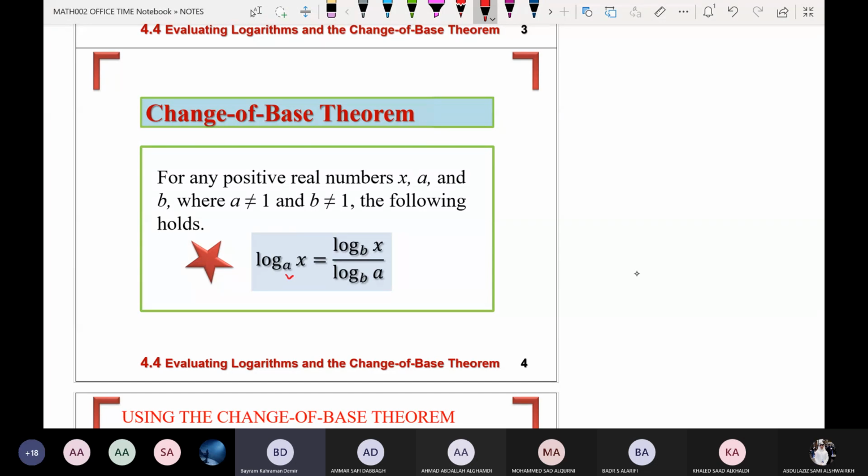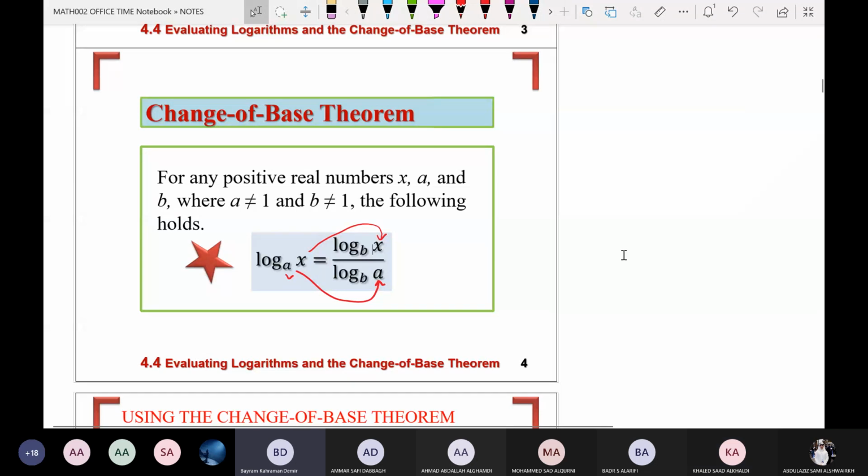So if you would like to use any base b, then you need to divide the logarithm of x with new base b by the logarithm of a with base b. So you see the x is up here and a is here. With new base b, logarithm of x divided by logarithm of a with new base b. This is how you change the base of a logarithm, Shabab.